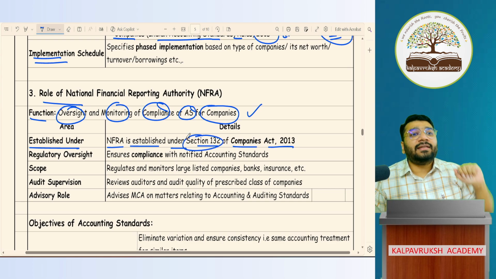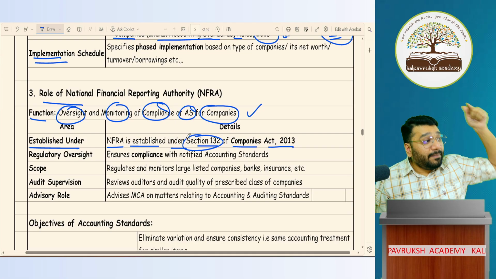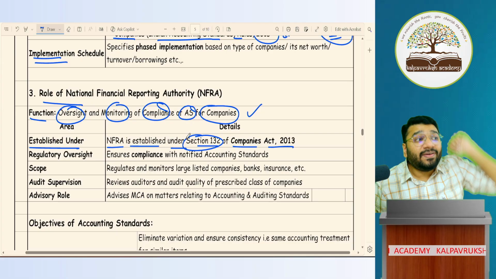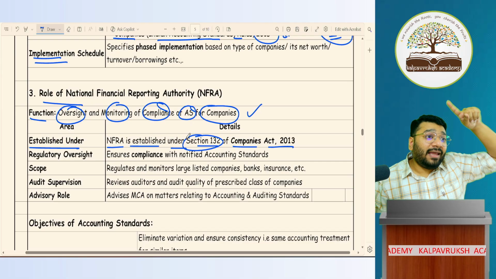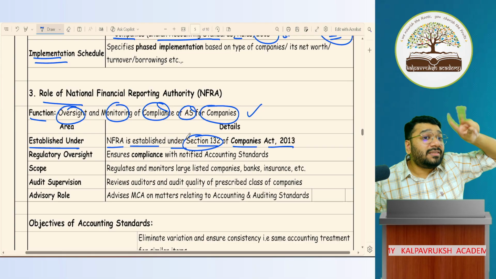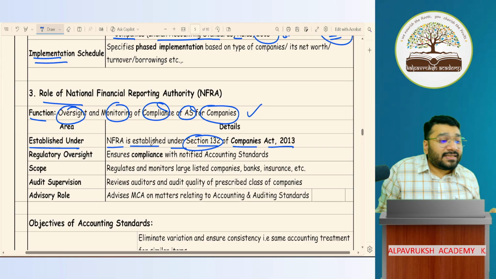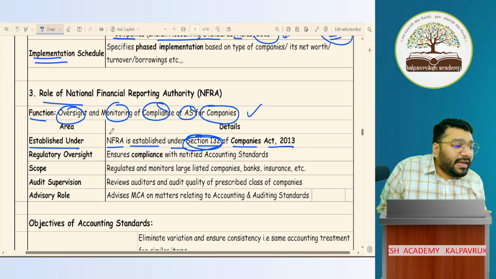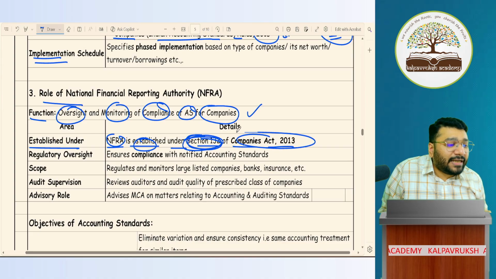So what is given in 133? In 133, MCA was informed that you have to notify AS only in consultation with NFRA. So Section 133 talks about consultation with NFRA, whereas in Section 132, the birth of NFRA happened. So NFRA got established under Section 132 of Companies Act 2013.